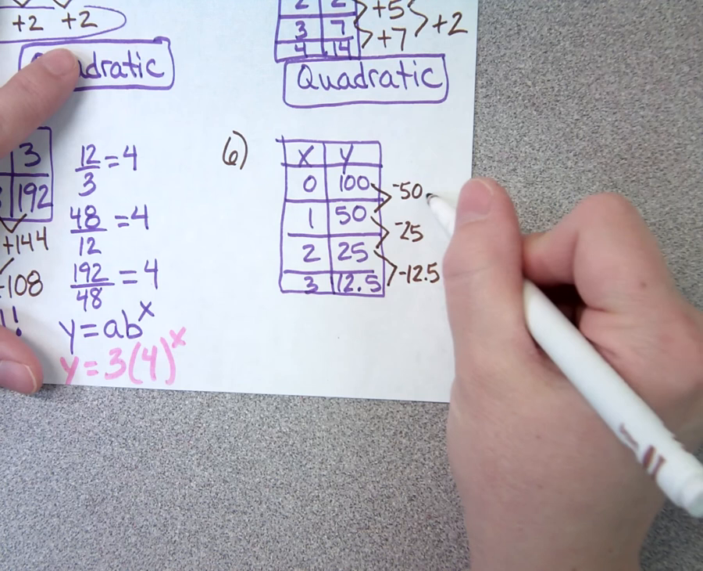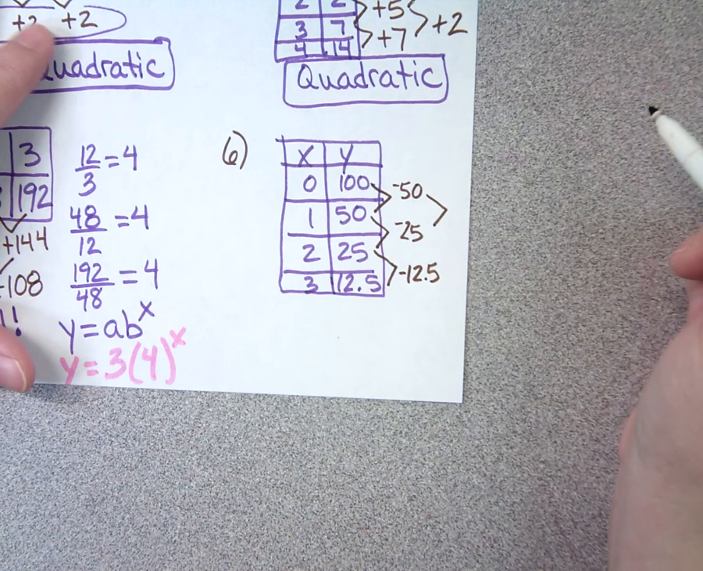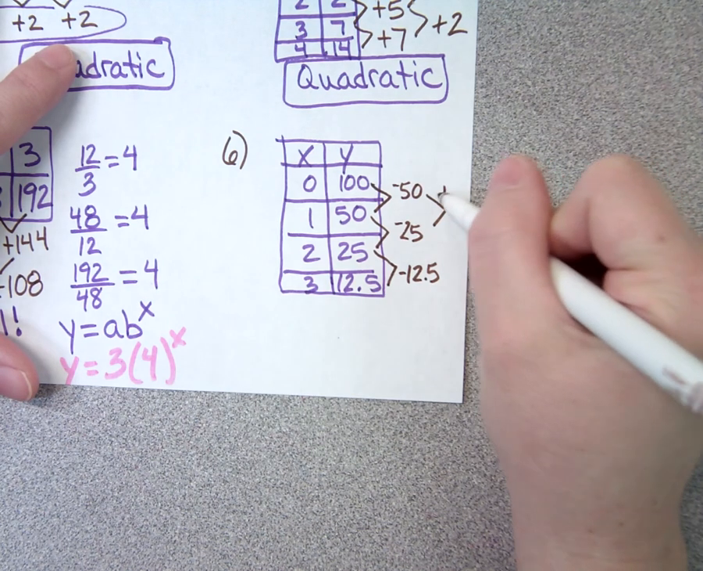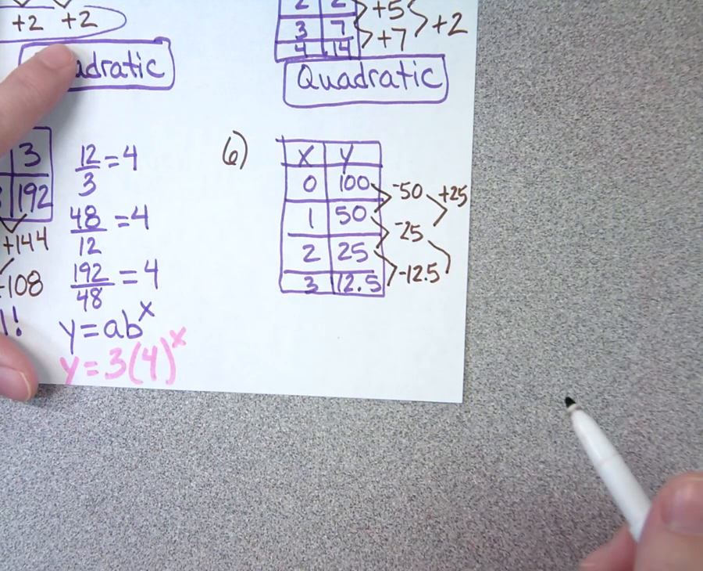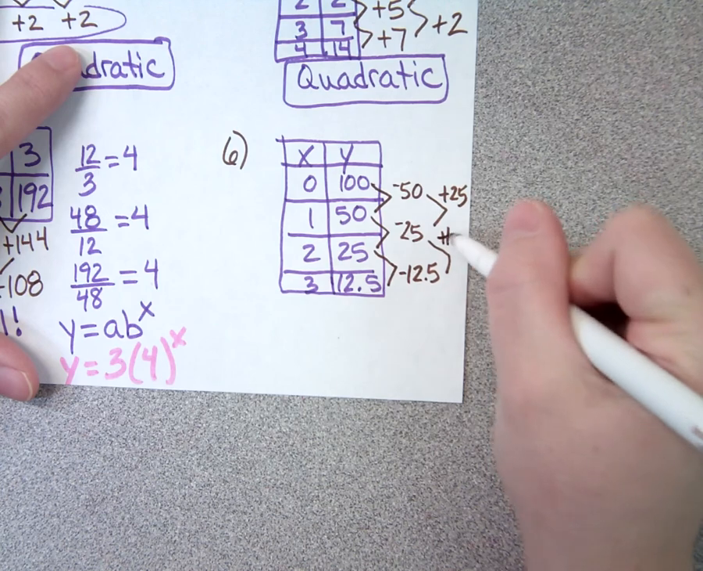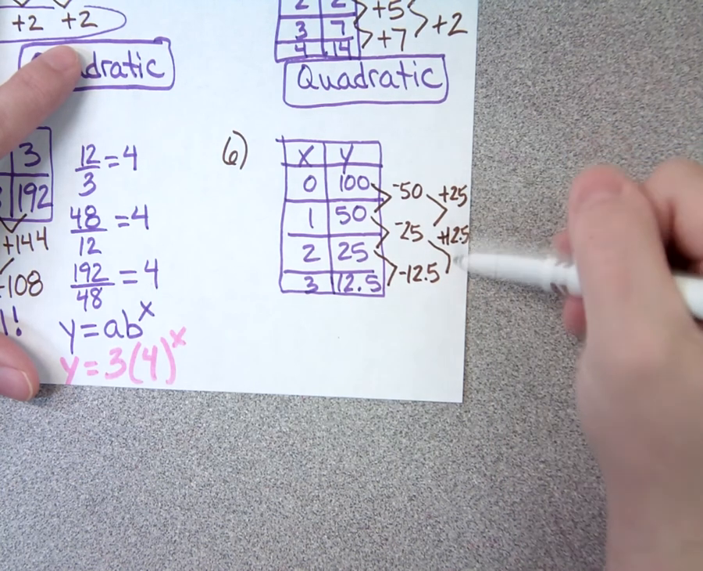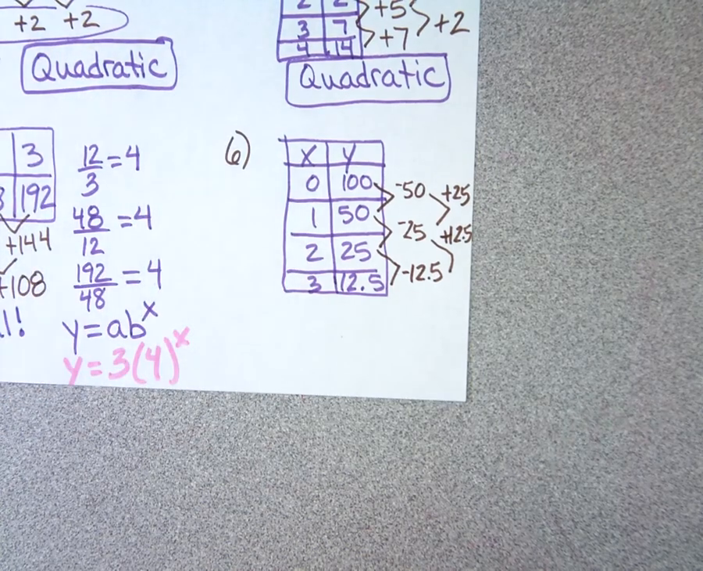Let's check our second differences. How do I get from a negative 50 to a negative 25? I go up 25. And how do I get from a negative 25 to a negative 12.5? I go up 12.5. Okay, my second differences aren't the same, so this isn't quadratic either. So now I'm going to check to see if it's exponential.